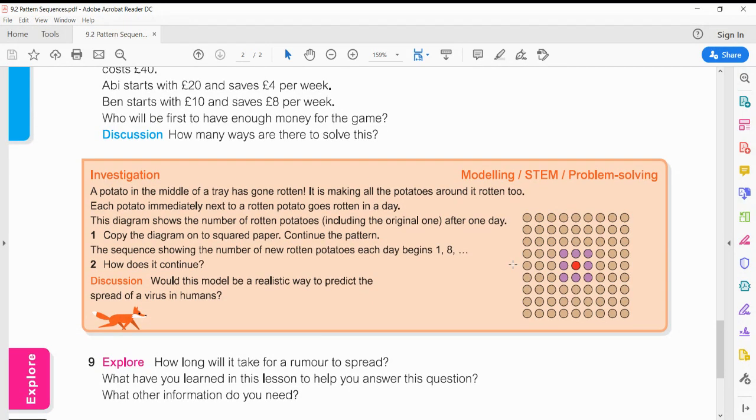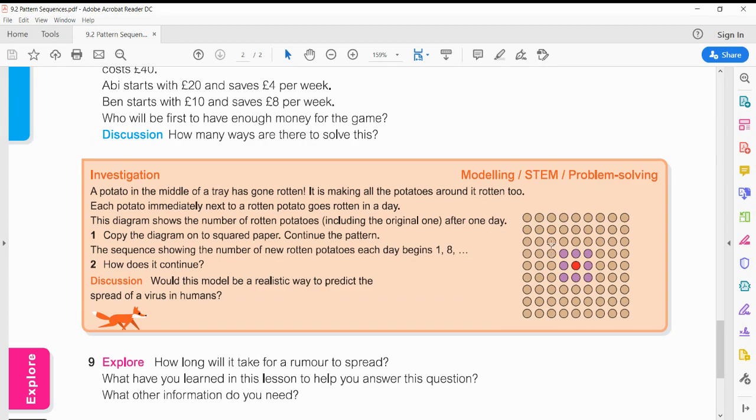So, investigation. A potato in the middle of the tray has gone rotten. It's making the potatoes around it rotten, and then the ones around those go rotten, and so on and so on. If you copy this onto square paper, you probably want to pick different colors, and each ring would be more and more rotten. And then just counting the different patterns, you get 1 and then 8, and then what would be the next one? 1, 2, 3, 4, 5, 6, 7, 8, 9, 10, 11, 12, 13, 14, 15, 16.